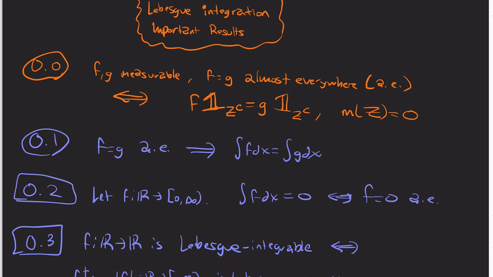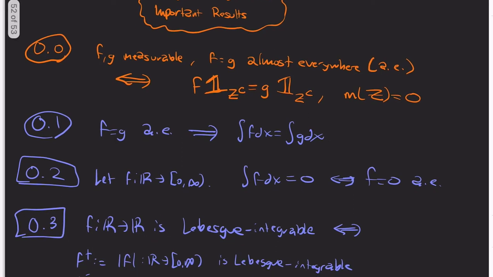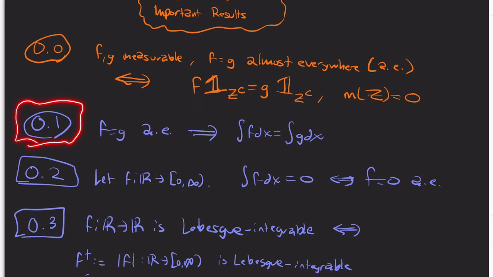So first of all, this is actually a definition. We say that two functions f and g are equal almost everywhere if f times the indicator function on Z complement equals g times the indicator function on Z complement, where the measure of Z is 0. So they're equal everywhere except for a set of measure 0. An immediate consequence of that is that f and g being equal almost everywhere tells us that their integrals are equal, where this is again the Lebesgue integral.